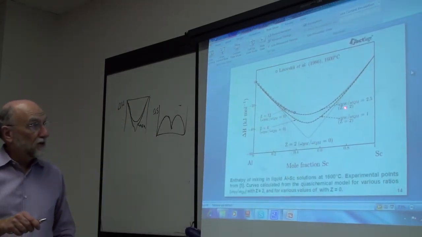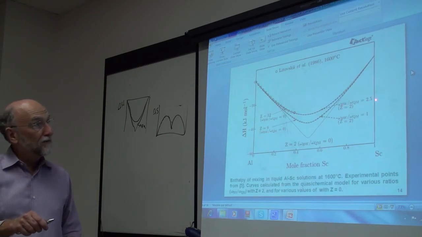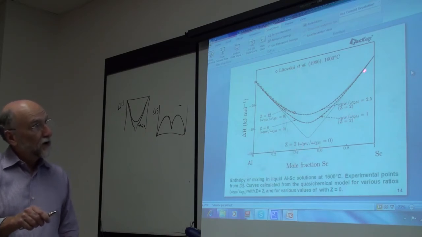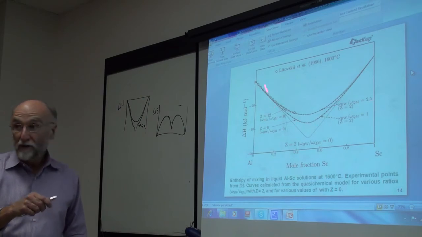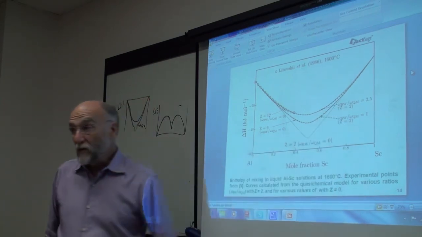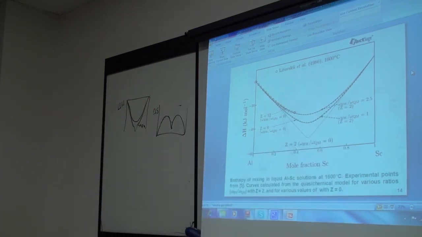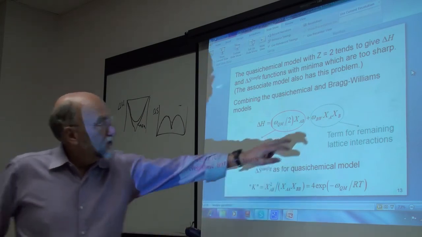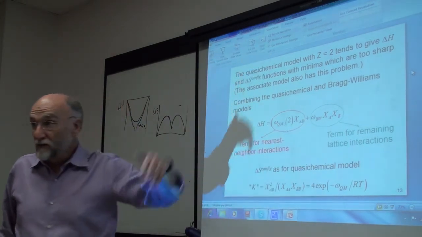If I put in a Bragg-Williams term, with the ratio of Bragg-Williams over quasi-chemical being 1, then it's more rounded in the middle. If I make it 2.5, it's even more rounded in the middle. So I can make this more rounded in the middle by making the Bragg-Williams term larger compared to the quasi-chemical term, and this seems to be a general rule. The entropy would go the same way. If you make this term 0, you get too sharp a peak. If you want to unsharpen the peak, you just make the ratio of this to this progressively larger.